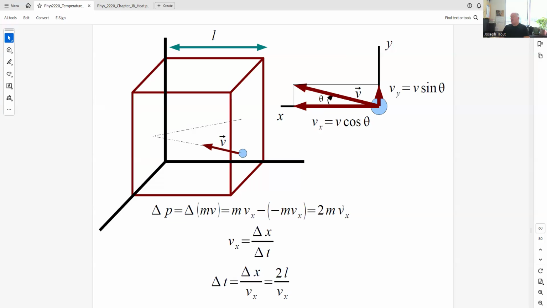So if this is a length L, we're going to find the time that it takes to start from one end, hit the wall, and then get back to the other end. Okay? So this will be twice the length divided by the velocity in the x direction.